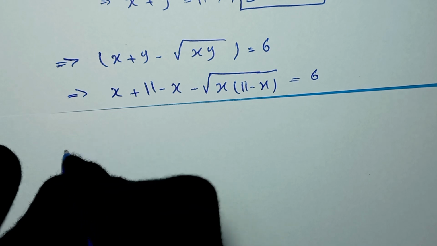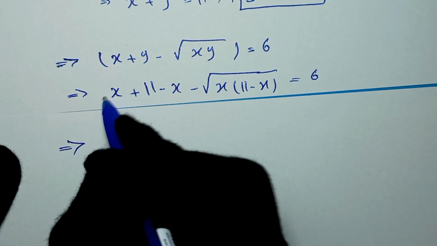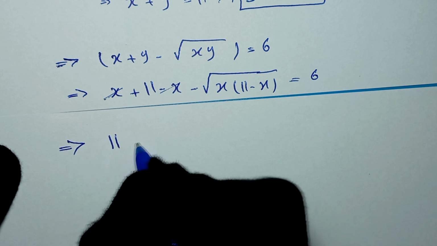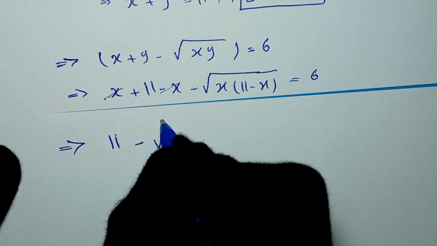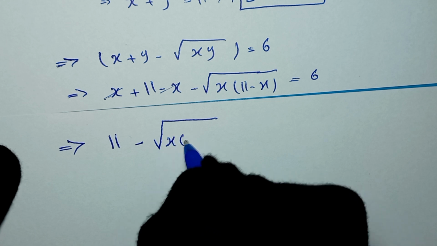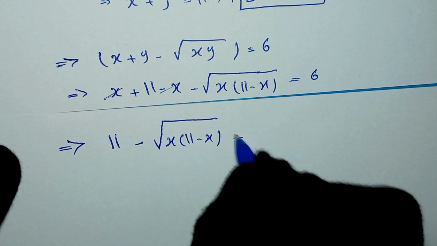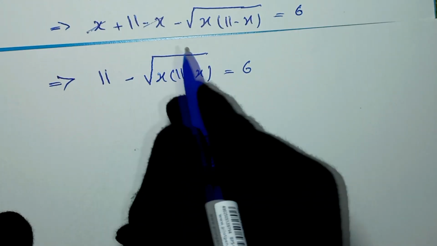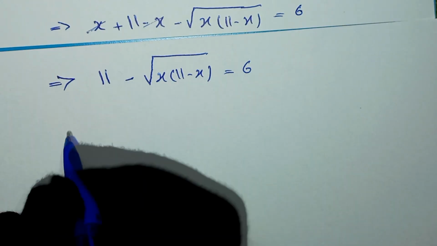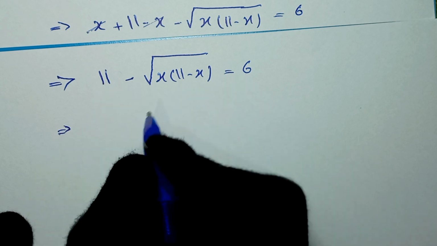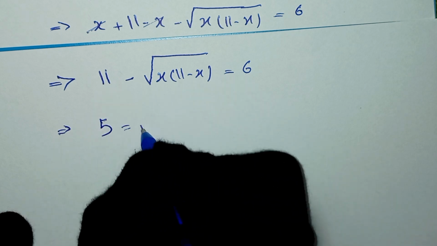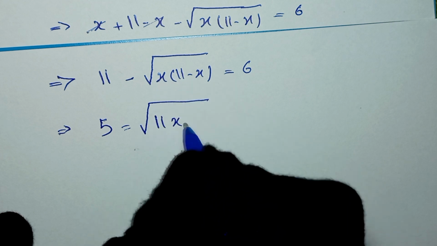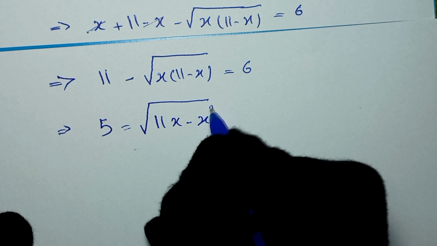And it will be in here, this x cancels this, and it will be 11 minus the square root of x times 11 minus x is equal to 6. And next step, we take this to this side and 6 to this side. So it will be 11 minus this 6, it will be 5 is equal to the square root of x times 11 is 11x minus x times x is x squared.